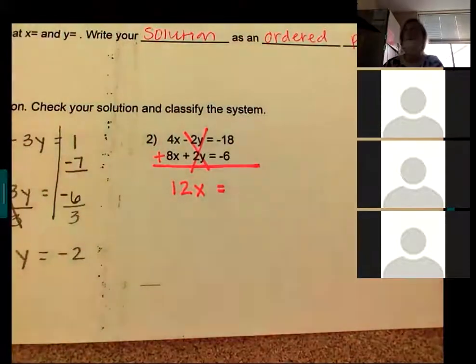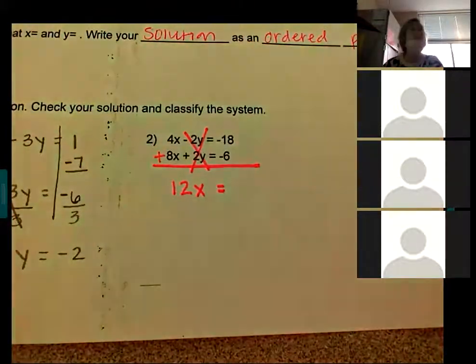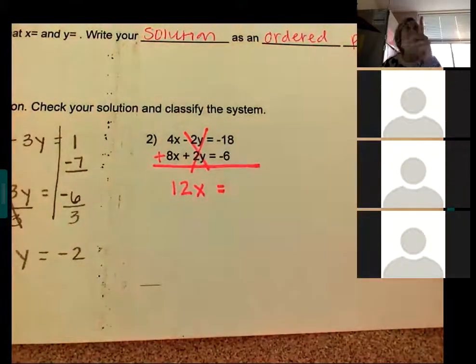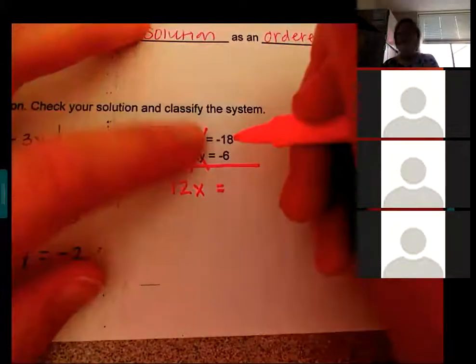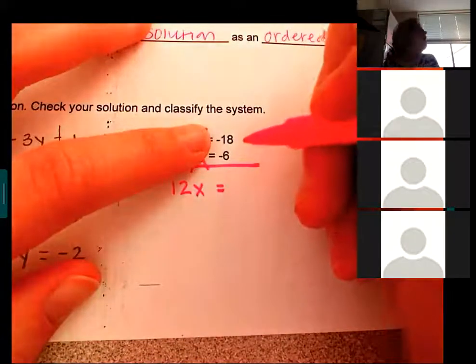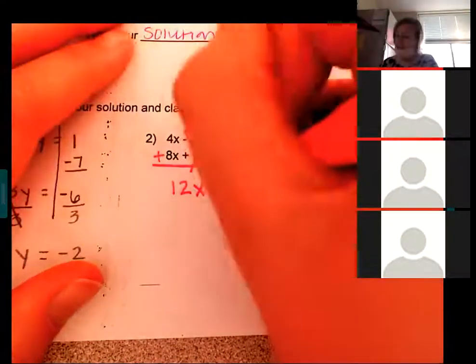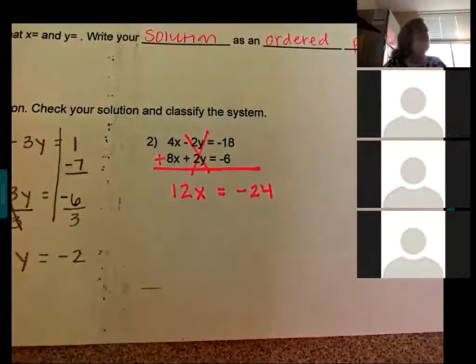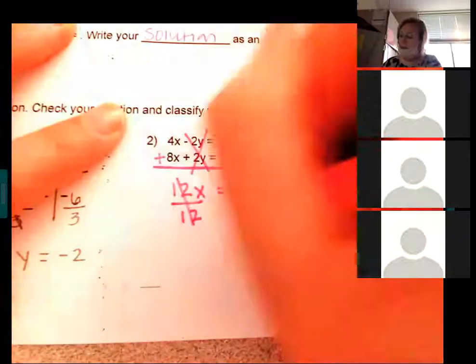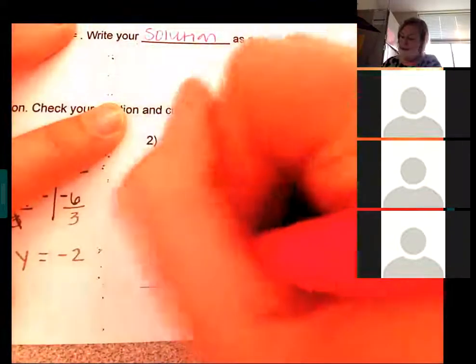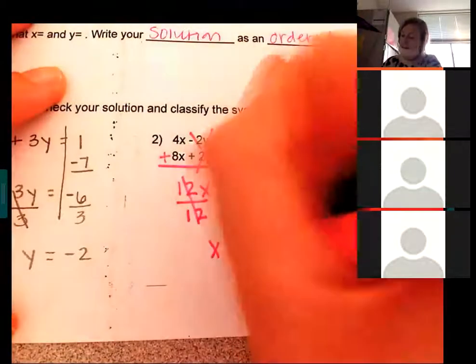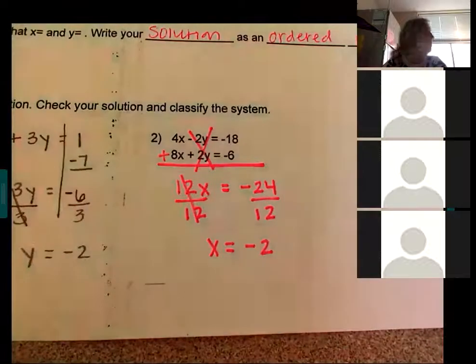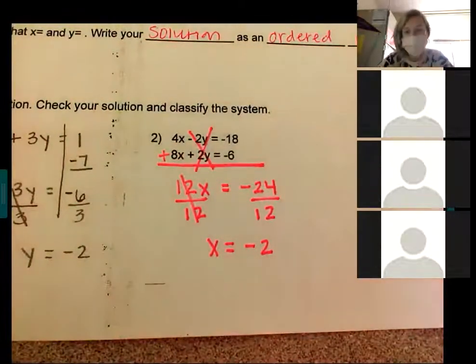equals, well, be careful. Be careful. Say it again. The signs are the same. You add. So this is negative 24. You got to be careful. Watch them signs. I heard divide by 12. What's negative 24 divided by 12? Negative 2. I knew he would like this.